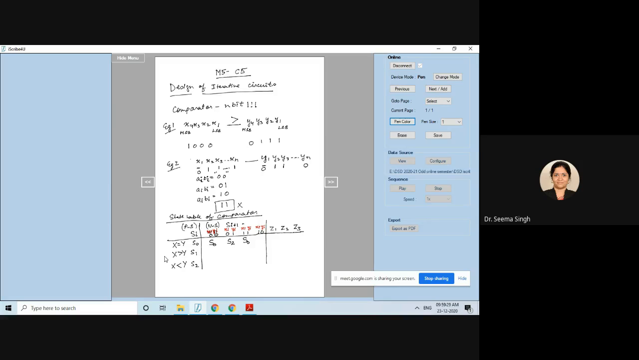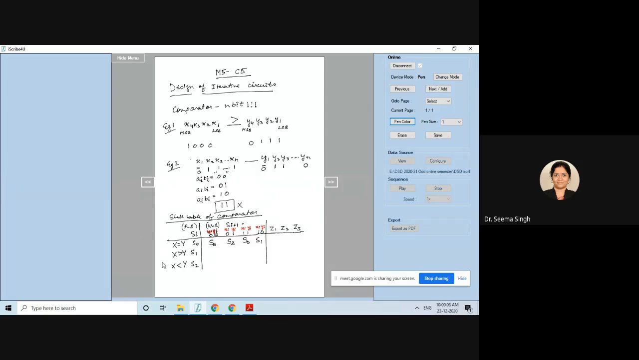Same way, if I have the opposite case, where xi is 1 and yi is 0, then it will take x greater than y. So it will go to S1, right? And correspondingly, for the outputs Z1, Z2, Z3 we also need to decide.